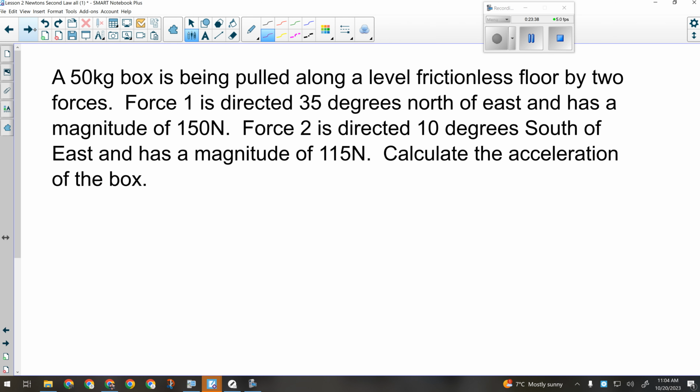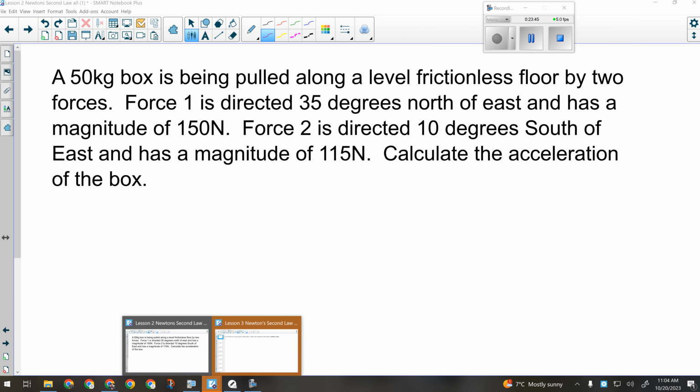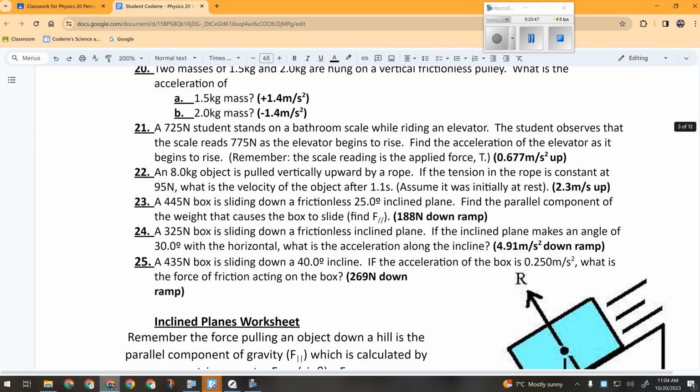Okay. Level frictionless floor. Oh, this is another vector one. You know what, before we do that vector one, I want you guys to do an inclined plane one. I would like you guys to try number 23. But here's the trick with 23. In number 23, it says it's a 445 Newton box. What did they give you?